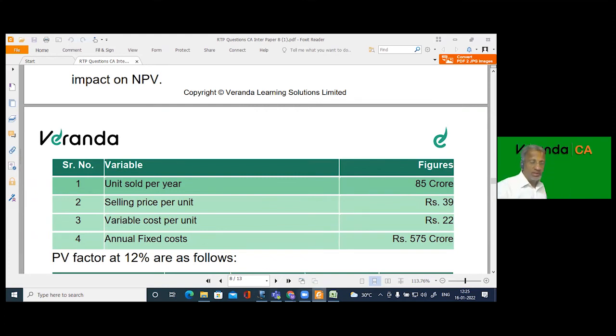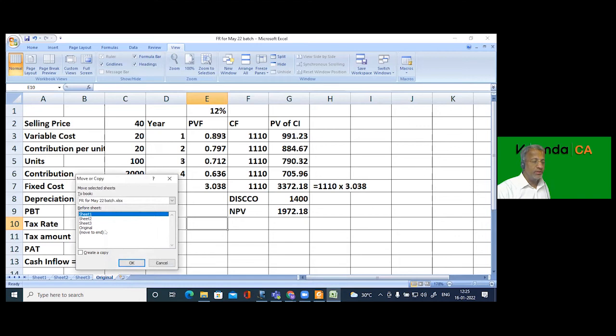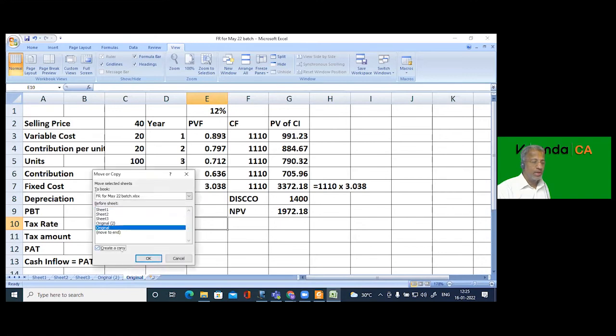Just watch how our Excel is going to do magic. This is the original figures. Okay, now I will copy it. Original I will copy. Original I am copying it.